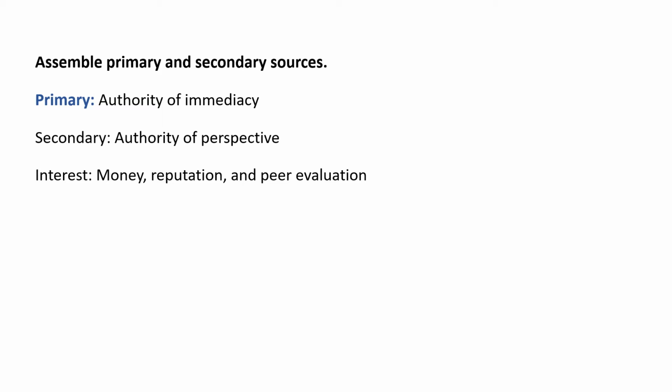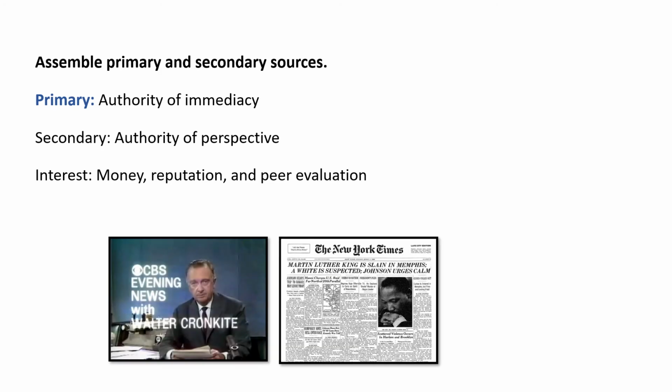All right, if you're assembling sources, and perhaps it's not 5 and perhaps it's not 100, you need to have primary and secondary sources. Primary sources are things like the evening news or a newspaper. Something happened on the spot right away. The people who were there were interviewed or were put in the paper. It has the authority of immediacy. It happened right now and the people who were there saw it happen.